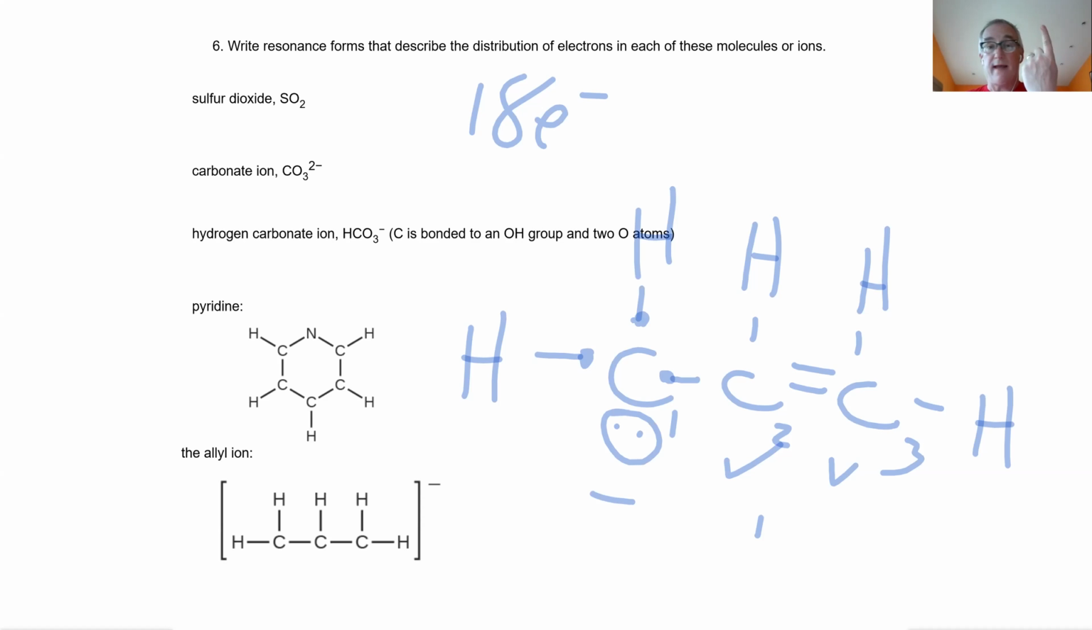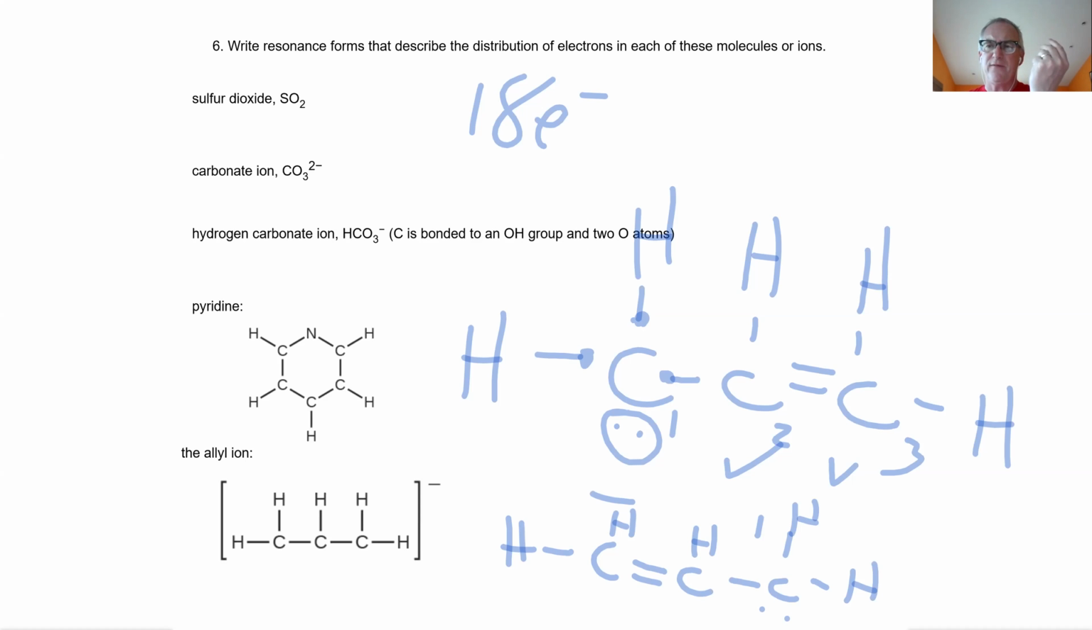So that is one way of drawing the allyl anion. What's the other way? Instead of making carbon 3 look like carbon 1 and carbon 1 look like carbon 3. Right. So the other way of doing it would just be this. So that's the other way of drawing it. So those are 2 resonance forms.